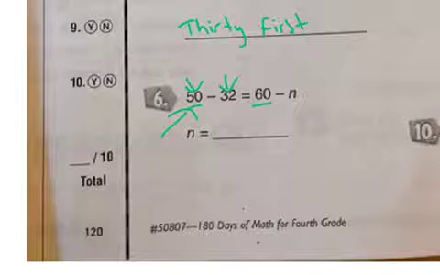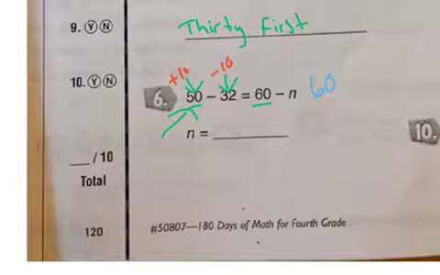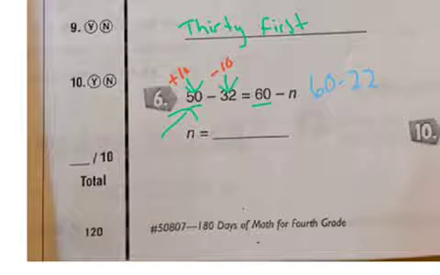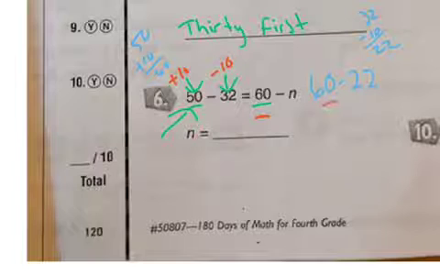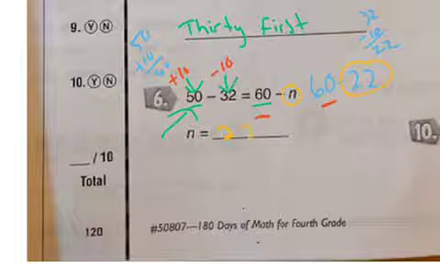Well, if I add 10 here and subtract 10 here, it's going to even out in the end. So I'm going to rewrite this as 60 minus 22, because 50 plus 10 equals 60, and 32 minus 10 equals 22. Now, do you see I have 60 in two spots now? I have 60 here and I have 60 here. So that means the n value right here is going to be the same as this value. So that means that n equals 22.